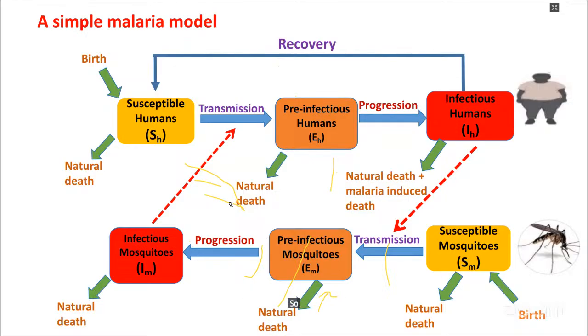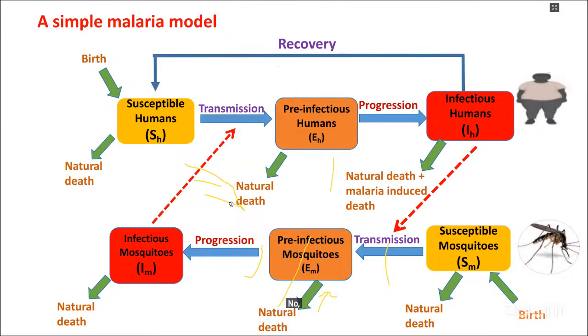So look at this class, these infectious humans. They can also interact with these innocent susceptible mosquitoes, and then they give them parasites. So these innocent ones can also transit into the pre-infectious class and also progress to the infectious class. We also have the natural death, and then they are recruited through birth. So this is a simple malaria model.